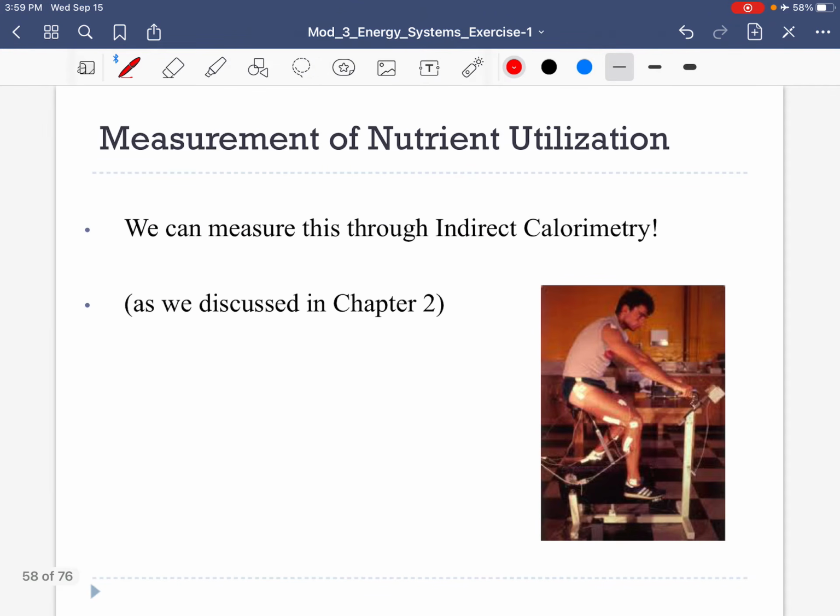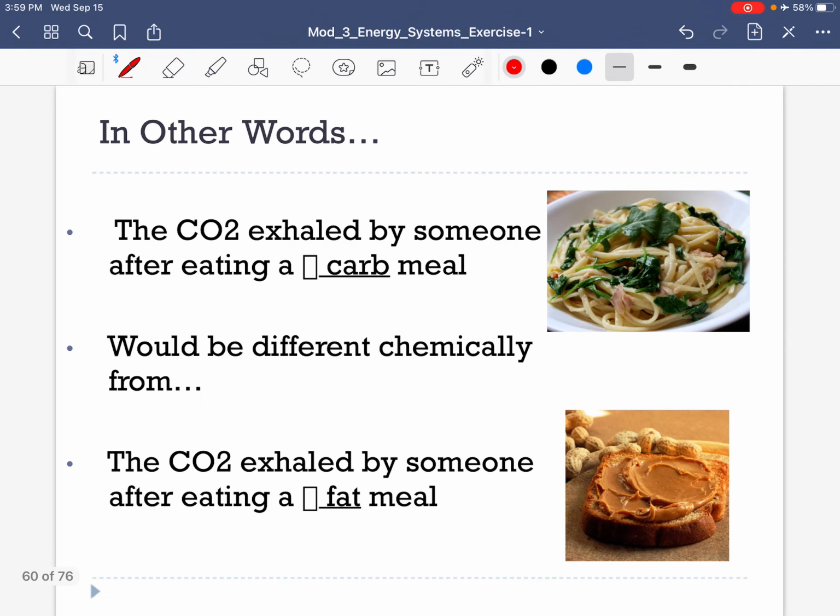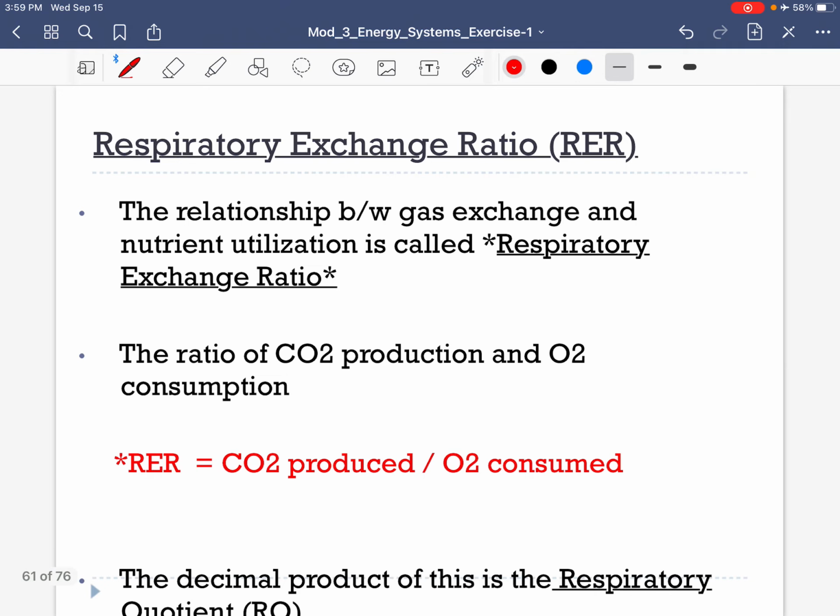Alrighty. We are going to talk about something called, well, we already talked about it. We talked about RER, didn't we? Yes, we did. I believe we did. I teach so many classes, sometimes I get confused. So what I'm going to do is work backwards. I went ahead a couple slides, so hopefully you can follow along.